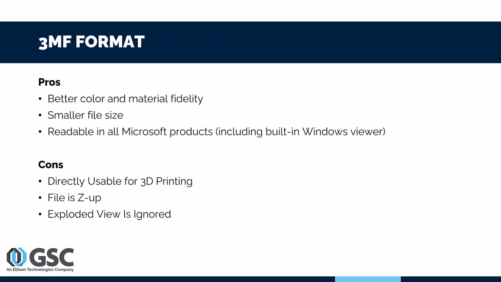The 3MF format, which is also kind of the next generation STL file for 3D printing, it's called 3D manufacturing format, has better color and material fidelity. So what you see in the model in SOLIDWORKS is going to more closely be matched in this format than the other format, the GLB. The file size is a lot smaller, and 3MFs are also directly readable in pretty much all Microsoft products, including Windows built-in 3D viewer, which you may not even know you had. But yeah, you can double click on a 3MF file in just Windows and it'll come up in the Microsoft viewer and you can look at it. So that's nice.